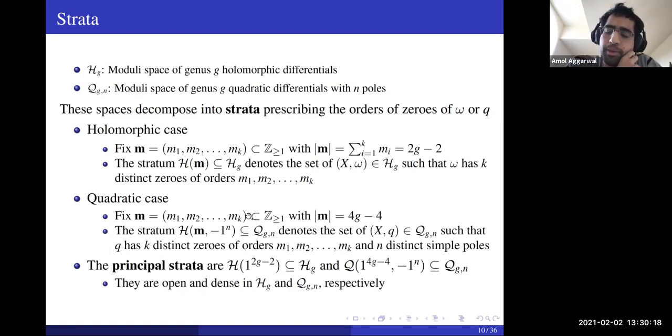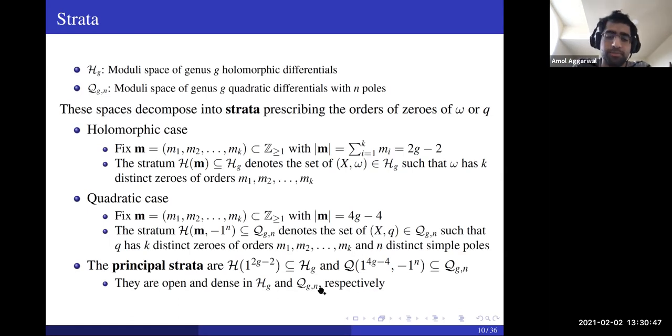We'll be mainly interested in the principal stratum of these spaces. These are the cases where all of the zeros are simple and in distinct places. So in this case, all the m's are equal to one. The principal stratum in the holomorphic case is H(1, 2g minus 2 times), and in the quadratic case, it is HQ(1), so I'll have 4g minus 4 distinct zeros and n distinct poles.